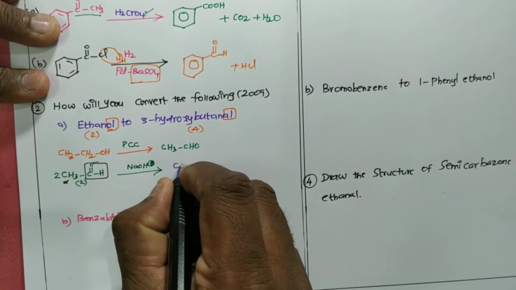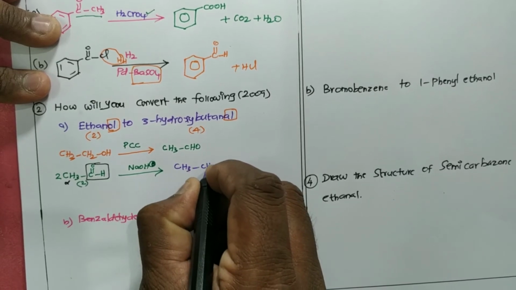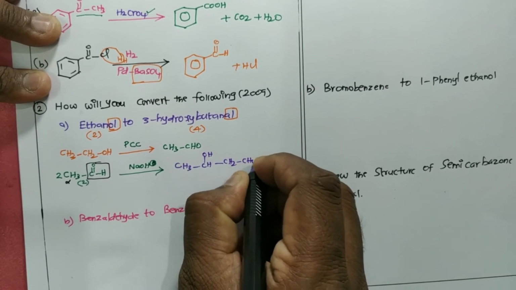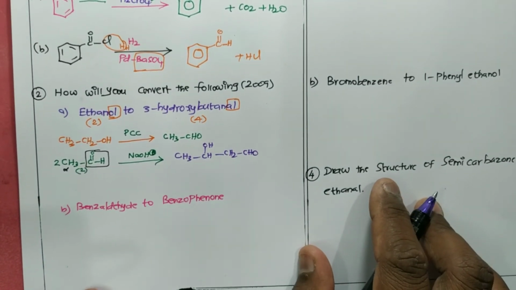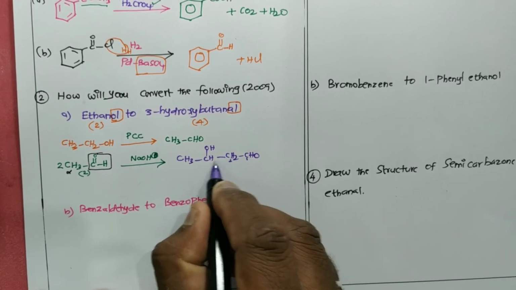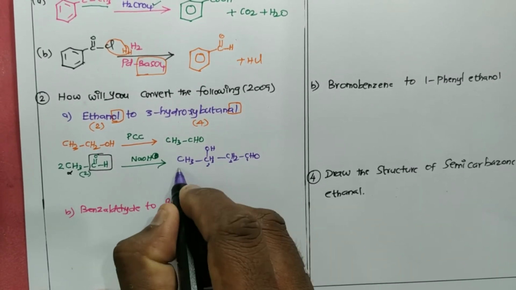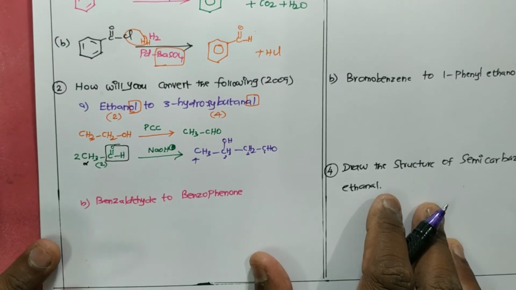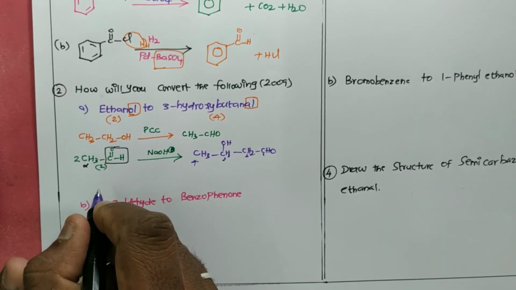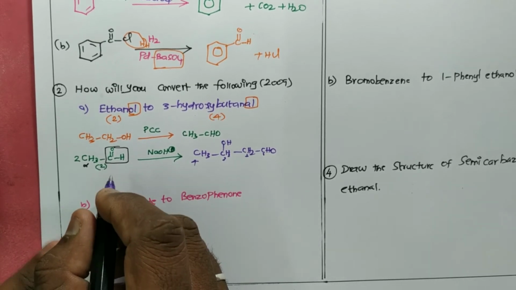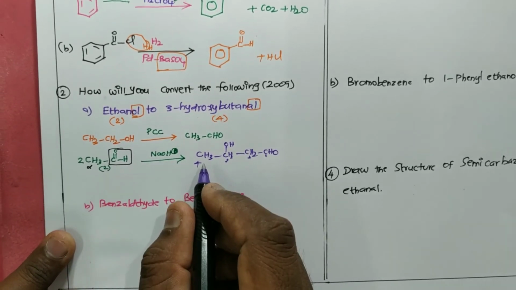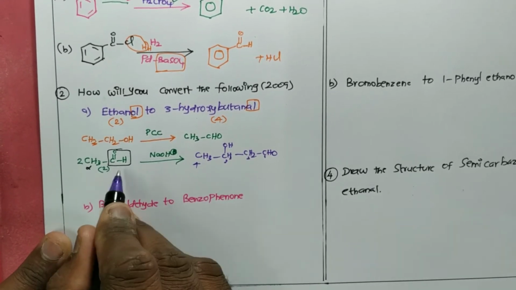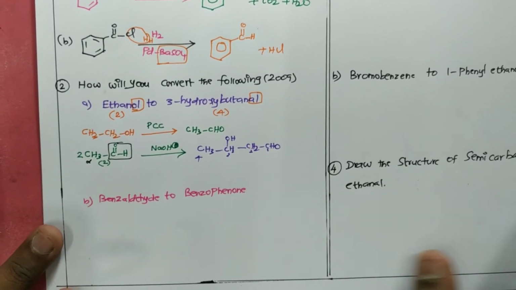What type of product will I be getting? CH3, CH, here it is OH, here it is CH2 and CHO I will be getting. This is 1, 2, 3, so it is 3-hydroxybutanal, a 4-carbon containing aldehyde I will be getting. I think you learned about the mechanism in the previous class. If you don't know the mechanism, please go and watch my previous video regarding the aldol condensation reaction. I will be explaining the simple mechanism of this reaction.